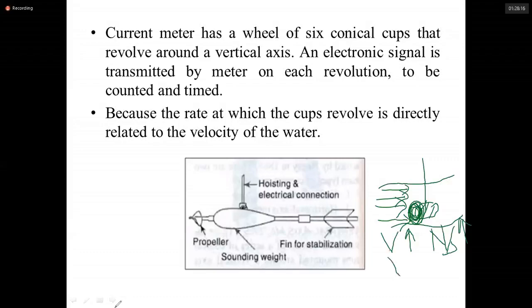If the velocity of the water is less, what will happen? The number of rotations per second will be very low. So the velocity is proportionate to the number of rotations. If it's high, the number of rotations is also high. If it's low, the number of rotations is also low. So the velocity of the water is directly proportionate to the number of revolutions.